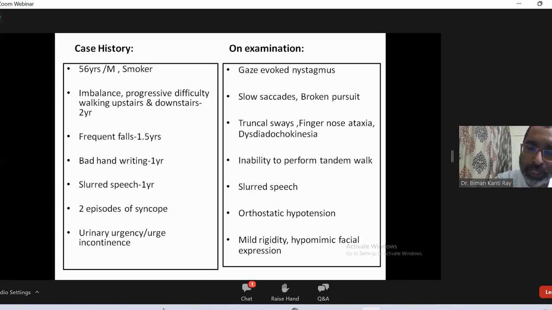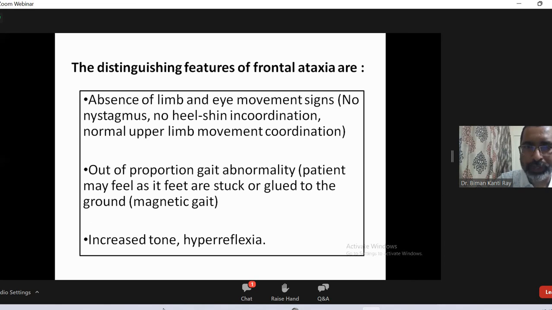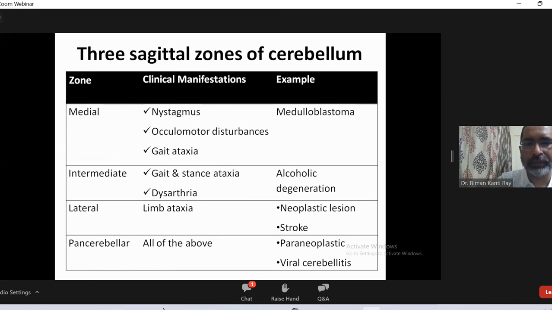So from the history and examination, now we can conclude that this 56-year-old gentleman has chronic progressive pan-cerebellopathy. So that should be your bedside diagnosis from the history and clinical examination. So up to this part, it is very clear that he has cerebellopathy, it is pan-cerebellopathy, it is chronic, and it is a case of chronic progressive pan-cerebellopathy.